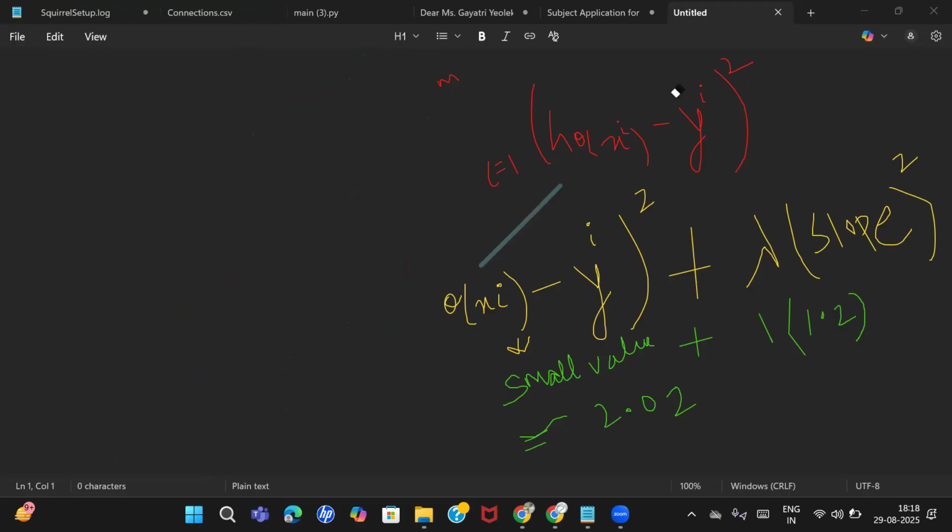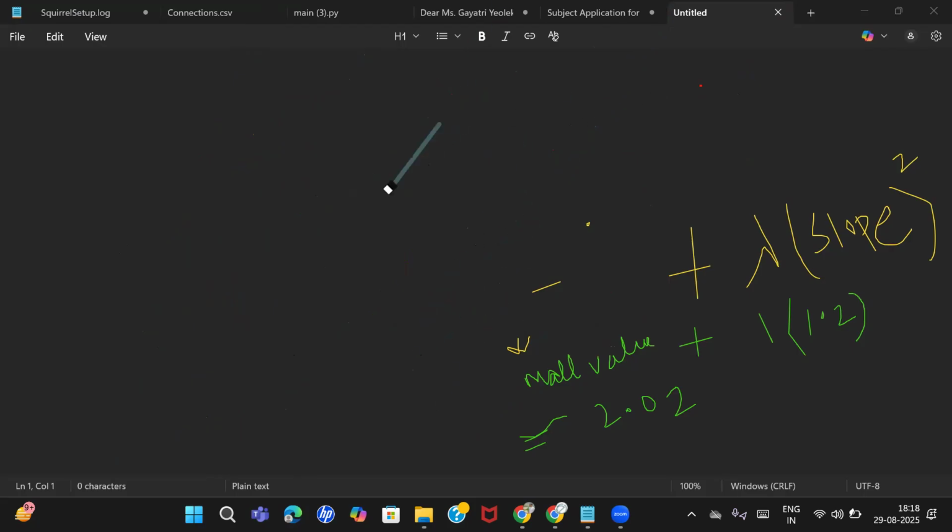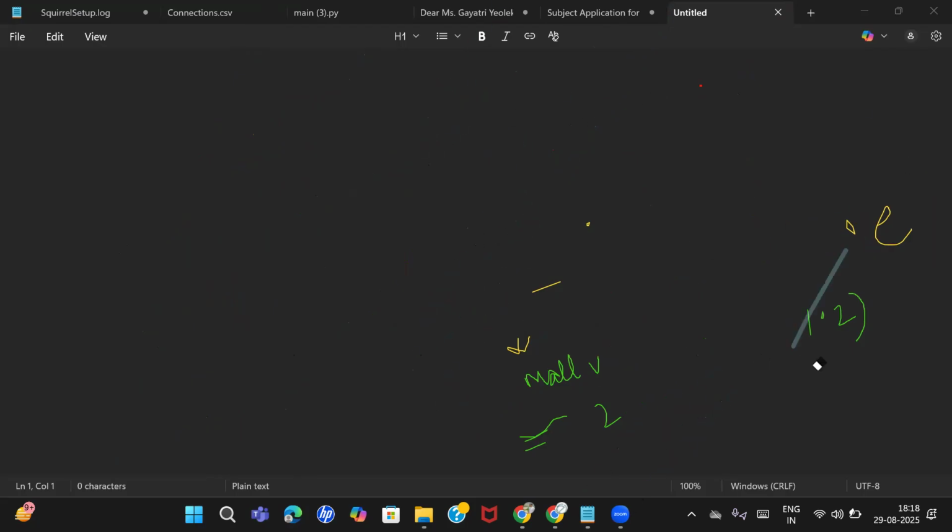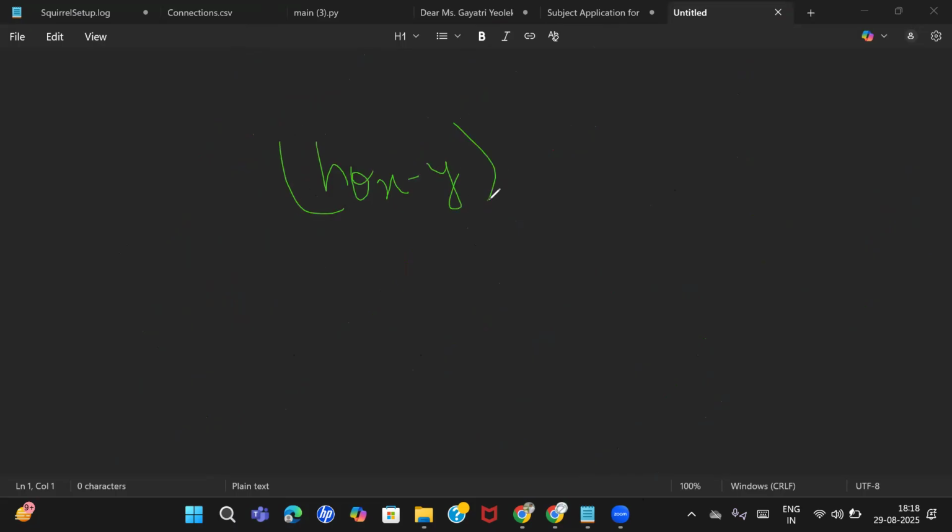Okay. Now we will discuss lasso. What do you understand by lasso? There is a slight change in lasso, not very much. What is the slight change? In ridge, you have understood this is my h theta of x minus y.